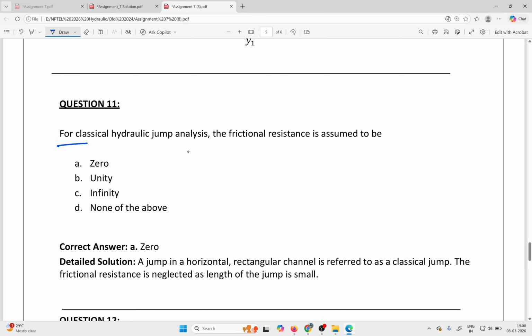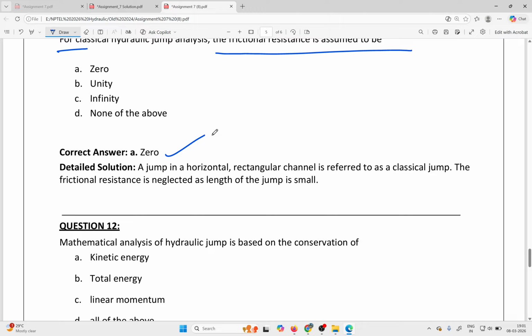In the classical hydraulic jump analysis, the frictional resistance is assumed to be zero. So when you are using the classical hydraulic jump analysis, we need to consider the frictional resistance as zero. So this is the answer to the question.